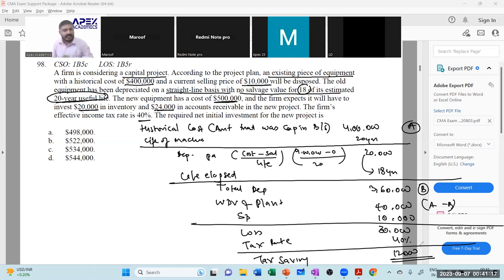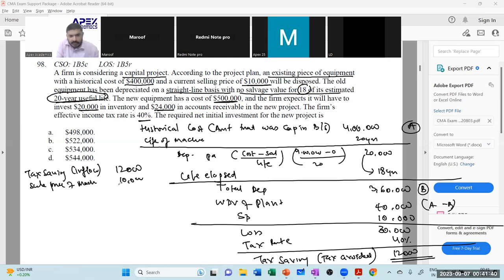What is your saving of tax? Now tax saving means you don't have to pay that much tax. Tax saving is an inflow because you don't pay that much tax. This is tax not paid. This is tax avoided. This is an inflow. And the sale price of the machine was 10,000. This is also an inflow. These are your inflows over here.